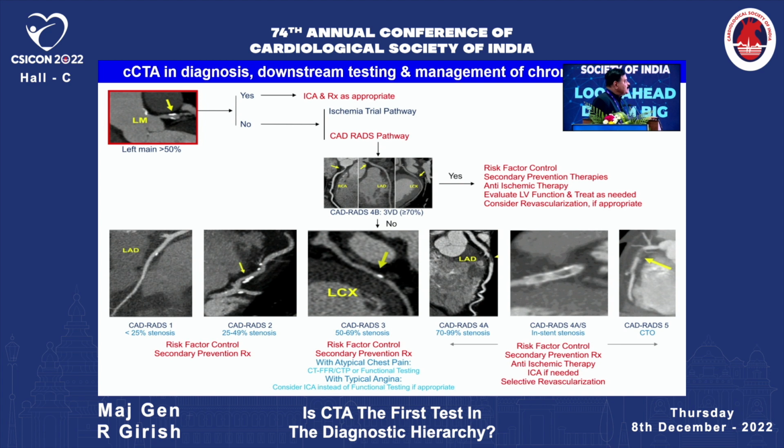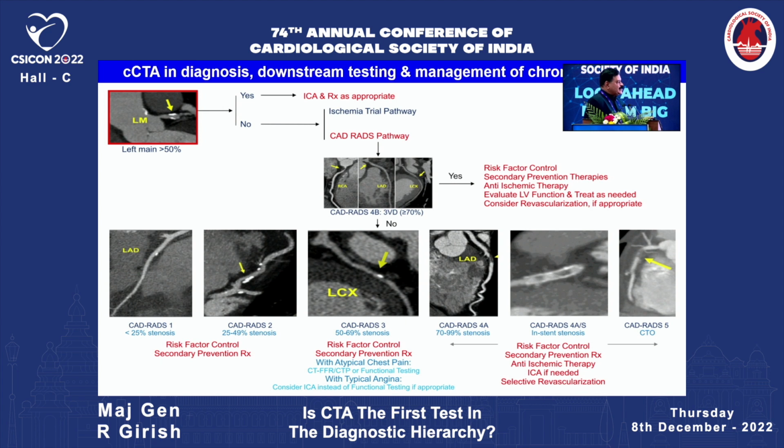So this is an algorithm for evaluation of chest pain in a patient with chronic stable CAD. After excluding left main stenosis by CCTA, patients are further subclassified based on the same RADS pathway, and thereafter management instituted. So for mild stenosis, RADS 1 less than 25% and RADS 2 25 to 49%, it is risk factor control and secondary prevention. For RADS 3, 50 to 69% stenosis, further evaluation is required.